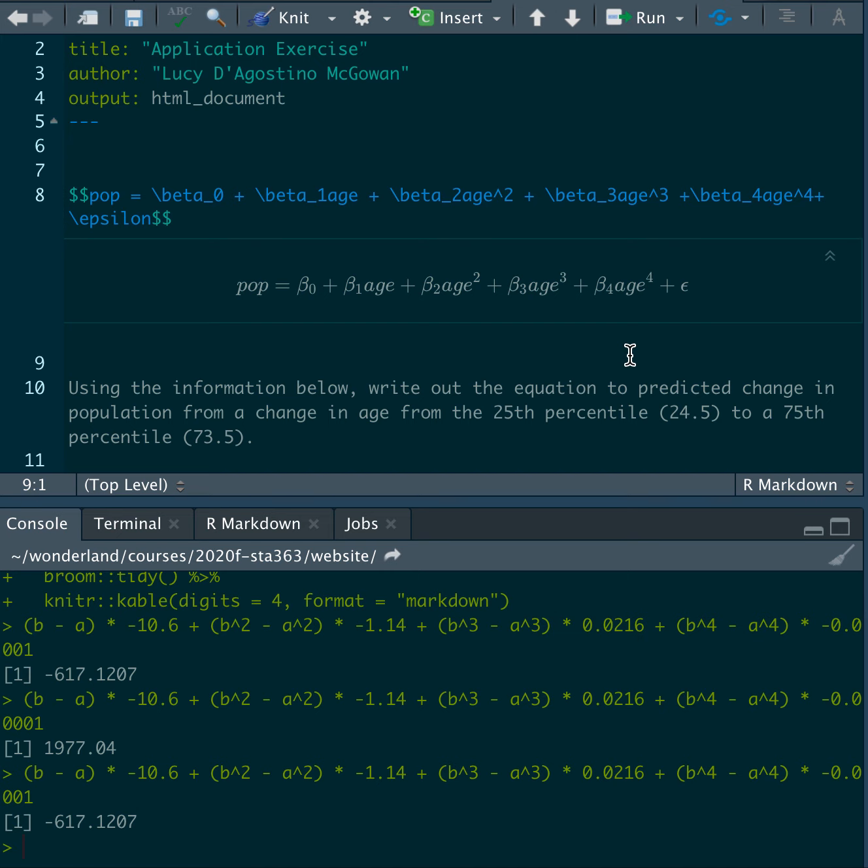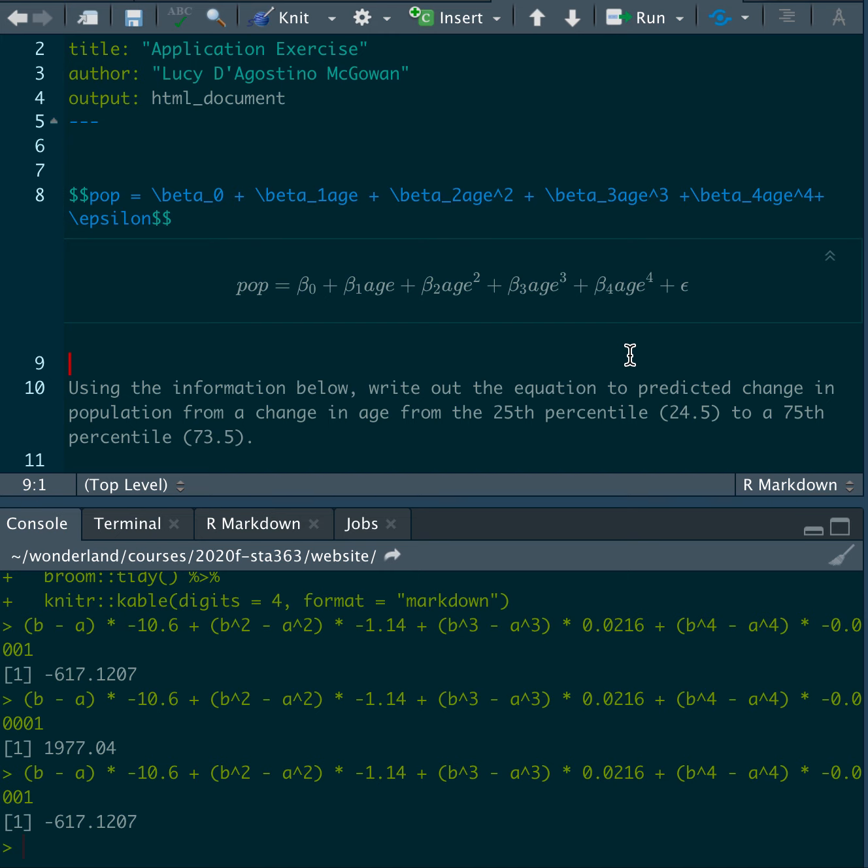So I gave you this model here. It's got a polynomial term in it, a fourth degree polynomial. We're interested in the relationship between age and population here. And so my model is predicting population, and I've got an intercept, beta 0, and then I have 4 coefficients for age corresponding to age, age squared, age cubed, and age to the 4th.